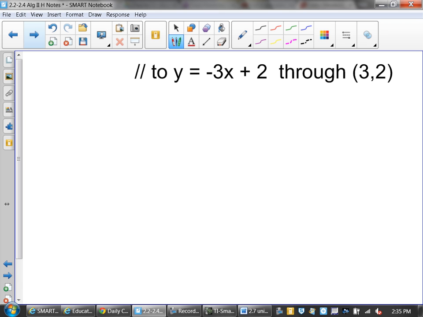So here's what I like to do. When you're working with parallel and perpendicular equations, the way I set them up is I ask this question to start with.